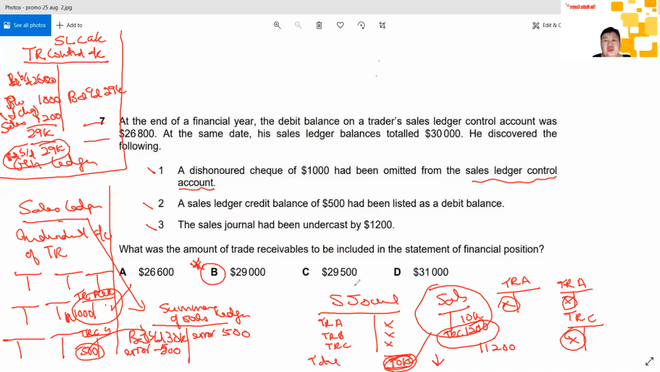You can also see here that when I have 30,000 less 500, I have 29,500. But there's an error here, I'm going to credit here. I will also see that my sales ledger summary here will also show a 29K balance. This figure will also be brought down. So finally, what do I conclude? My sales ledger summary will also show 29,000, as well as my trade receivables control account. Hence, the answer is B, 29,000.